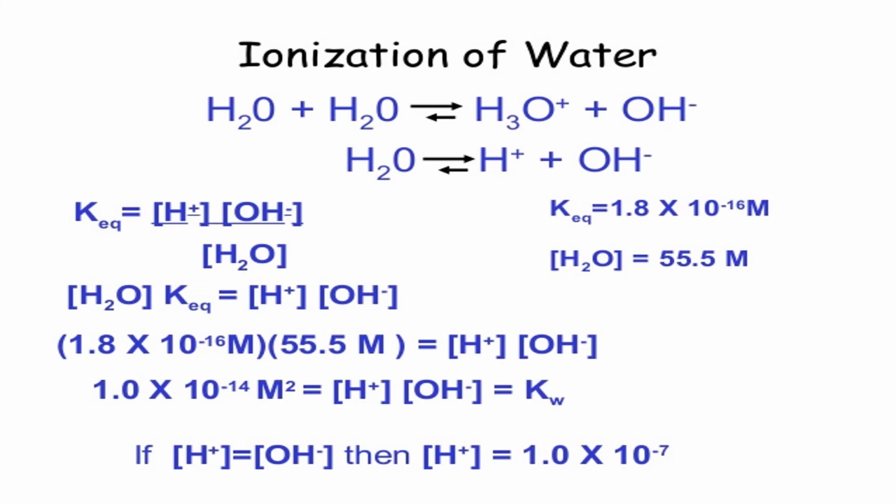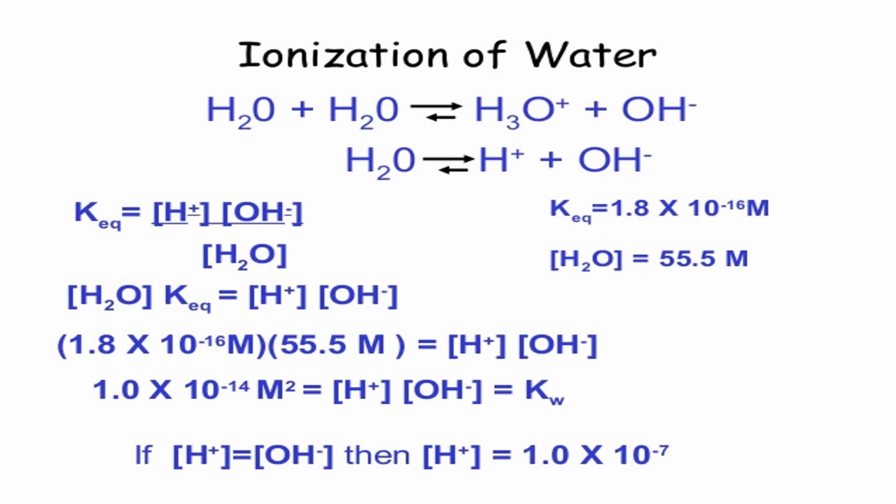The value of K equilibrium is 1.8 into 10 raised to power minus 16, while the concentration of water is 1 liter of water in ml divided by the molecular weight of water. 1000 divided by 18 is equal to 55.5 M. So 1.8 into 10 raised to power minus 16 multiplied by 55.5 is equal to the molar concentration of hydrogen and the molar concentration of hydroxyl ion. By calculating this, we get 1 into 10 raised to power minus 14.